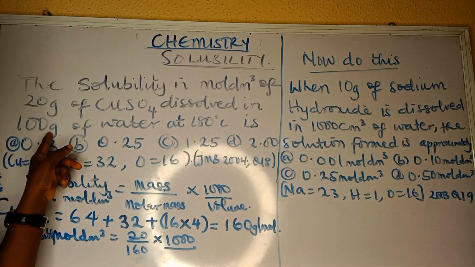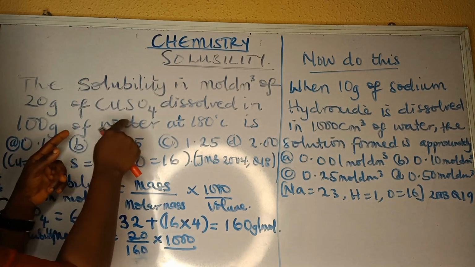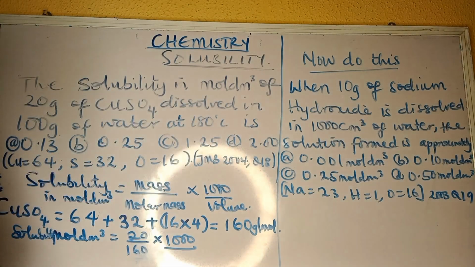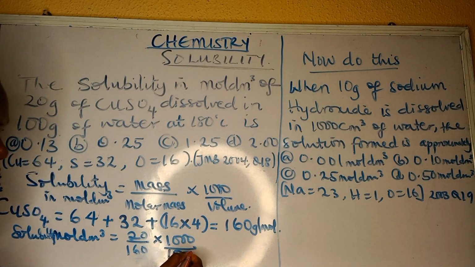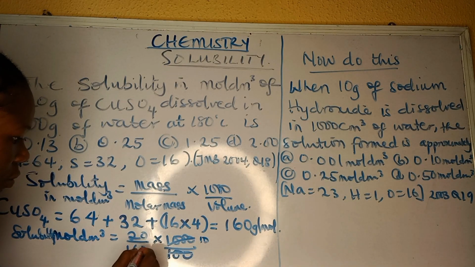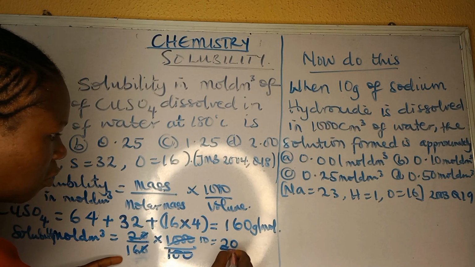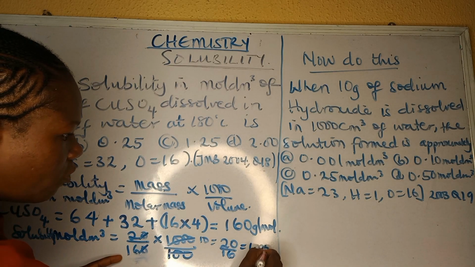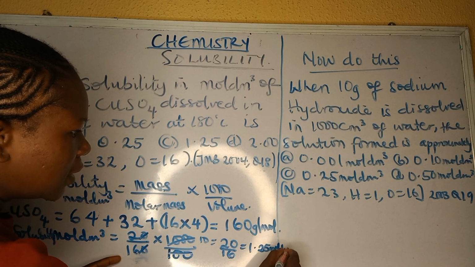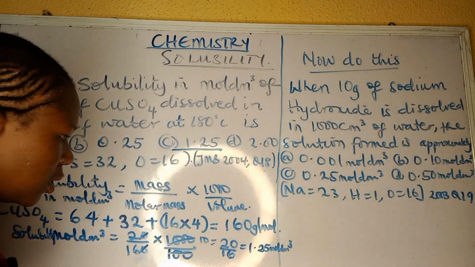So you can also use it. So 20 grams dissolved in 100 grams of water. What is the solubility in mole per dm cube? So we have 100 grams here. By the time we calculate this, we have 20 over 16, which is 1.25 mole per dm cube. So our answer here is option C.